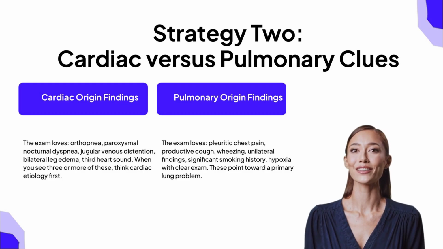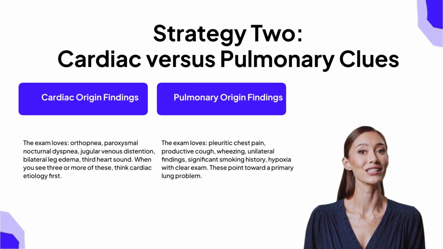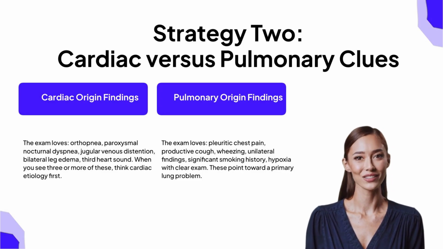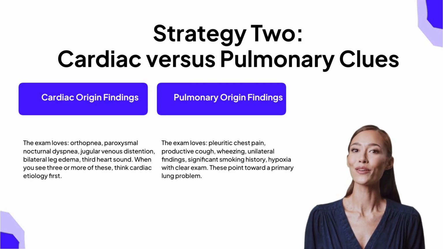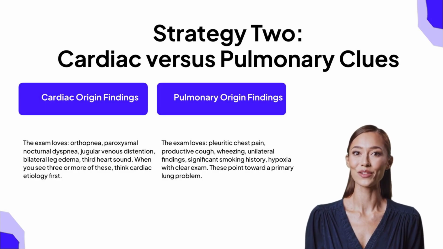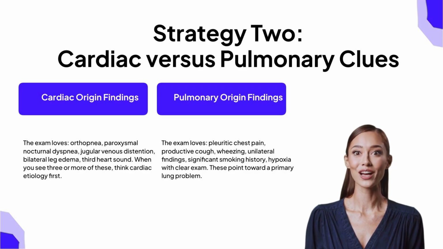Physical exam findings are gold on Step 2. The examiners expect you to know which findings cluster together. Cardiac dyspnea classically presents with orthopnea, PND, JVD, and peripheral edema. When you see 3 or more cardiac findings, heart failure should top your differential. Pulmonary dyspnea presents with pleuritic pain, cough, wheezing, and often unilateral findings. A smoking history with hypoxia but clear cardiac exam strongly suggests a primary pulmonary process.